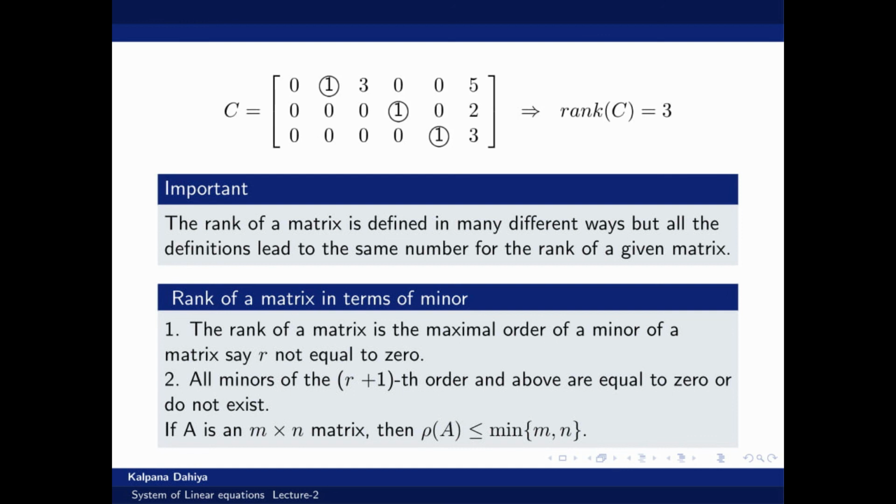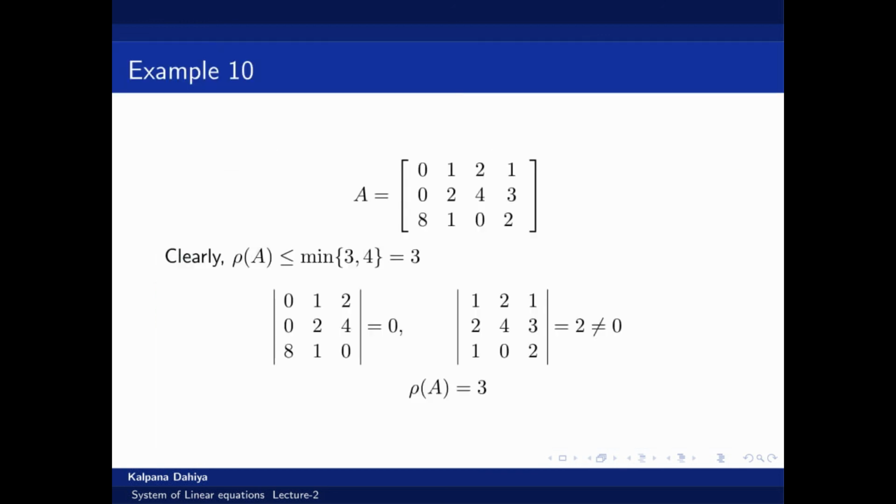So if we have a matrix of order m by n, then the rank of the matrix is always less than or equal to the minimum of m and n. Consider this 3 by 4 matrix. It is clear that the rank of the matrix is less than or equal to the minimum of the number of rows, that is 3, and the number of columns, which is 4. So the rank of this matrix A is less than or equal to 3.